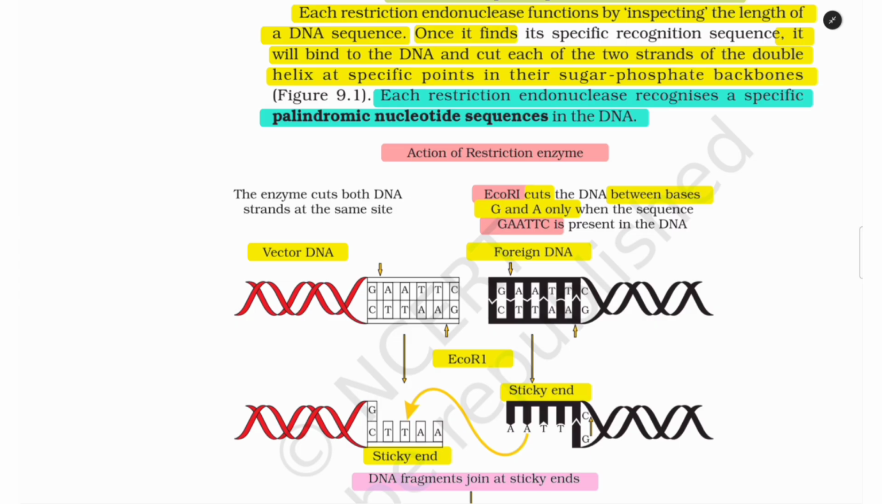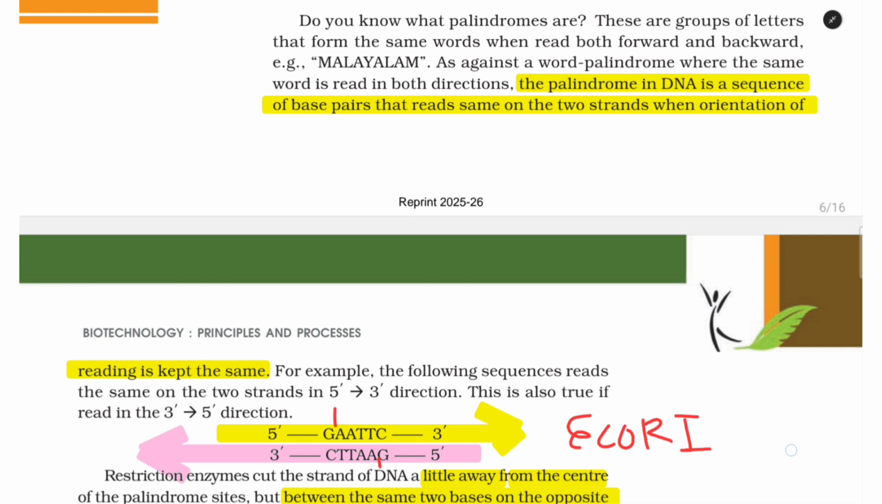Each restriction endonuclease recognizes a specific palindromic nucleotide sequences in the DNA. Do you know what palindromes are? These are groups of letters that form the same words when read both forward and backward. Example, मलयालम. मलयालम को आप इस साइड से पढ़िए तो भी मलयालम ही आएगा एंड दूसरे साइड से पढ़ेंगे तो भी मलयालम ही रीड करेगा वो.